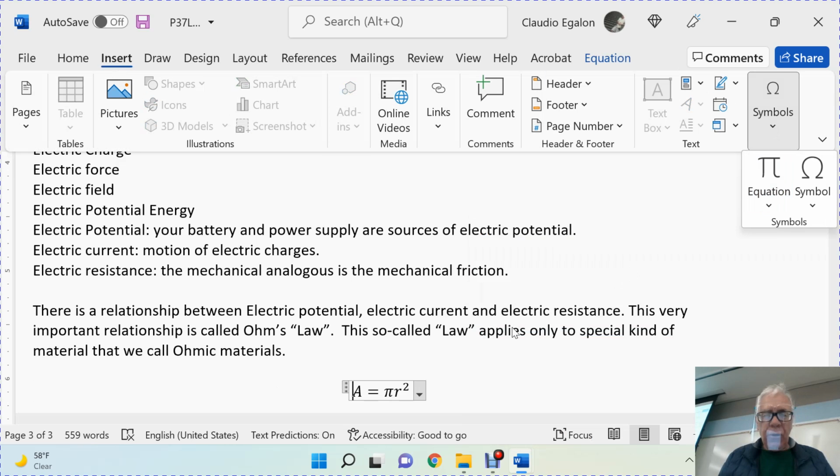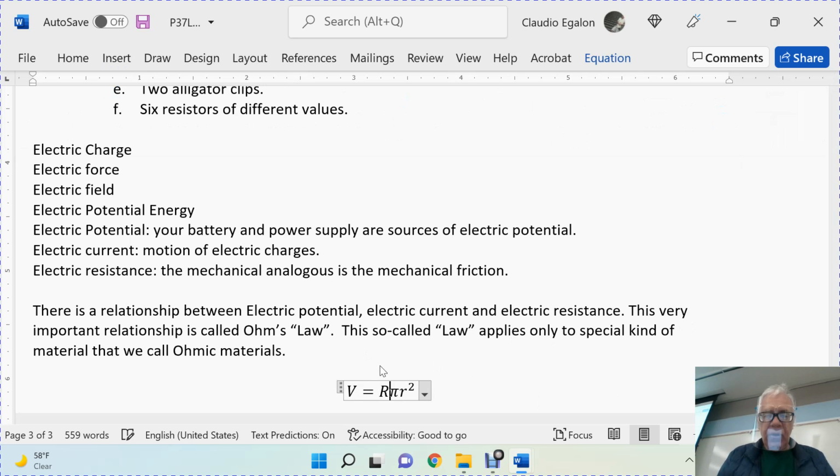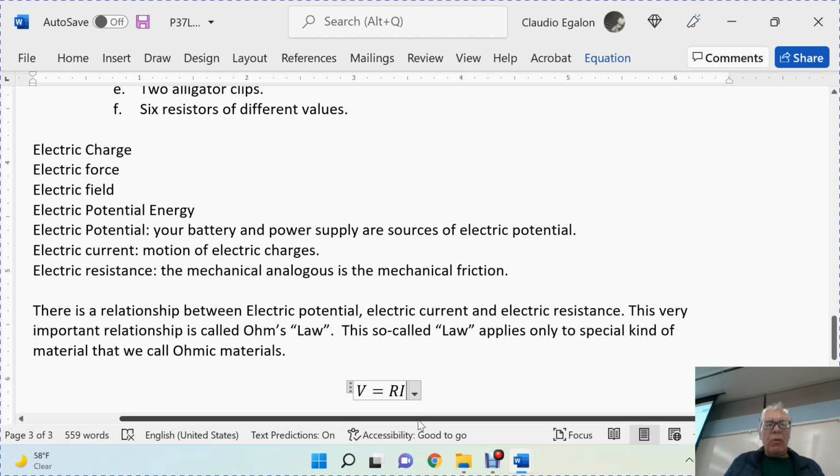Electric potential. Electric potential is equal to resistance times electric current. You have to memorize that. So let's study this equation. Look, the higher the V, the higher the current, right?